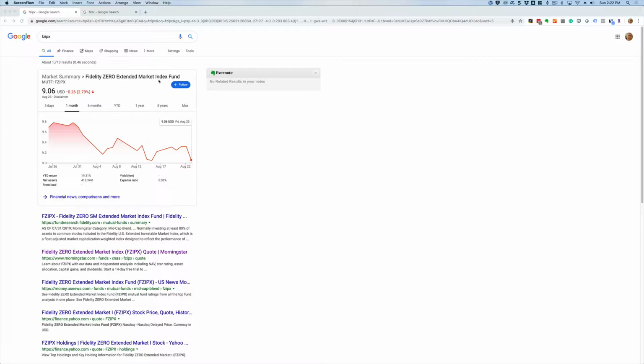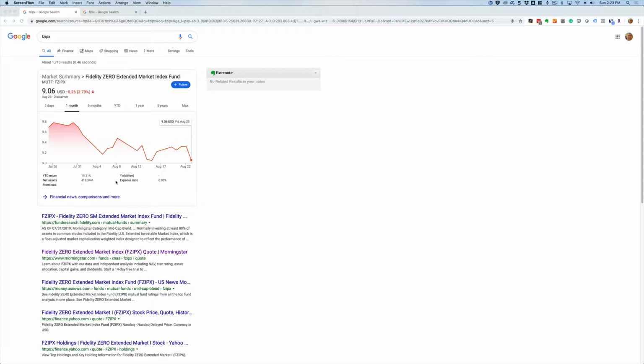Now we can guess pretty much that it's an index fund. It says right there, but what's the zero mean? And extended market, what does that mean? Is that US or foreign or both? Does it mean it's a larger fund that covers more of the market? What does extended market really mean? So we need to figure that out.